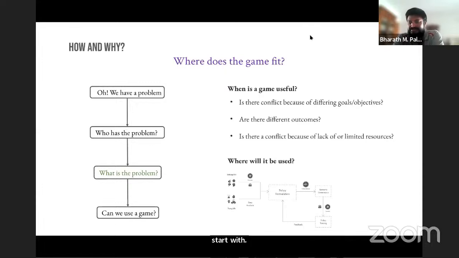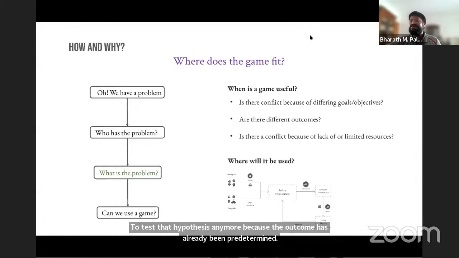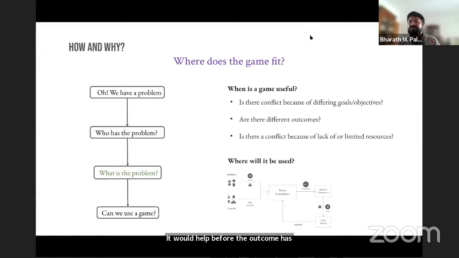Are there different outcomes? For example, if you've already decided that there is a bridge that is going to be built, I don't think it makes sense to use a gaming simulation to test that hypothesis anymore, because the outcome has already been predetermined. It would help before the outcome has been determined to actually ask that question.